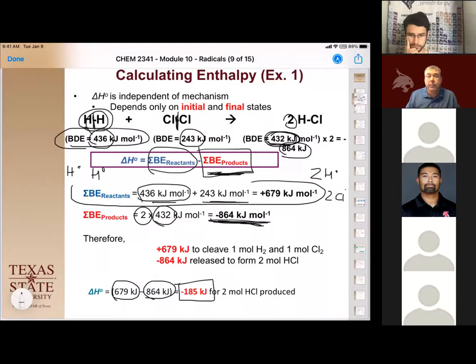Now, what's very important about this is we don't care what mechanism it follows. All we care about is the final state. So in this case, even if we weren't using a radical reaction, this bond breakage and bond reordering right here would still give us the same energy at the end.